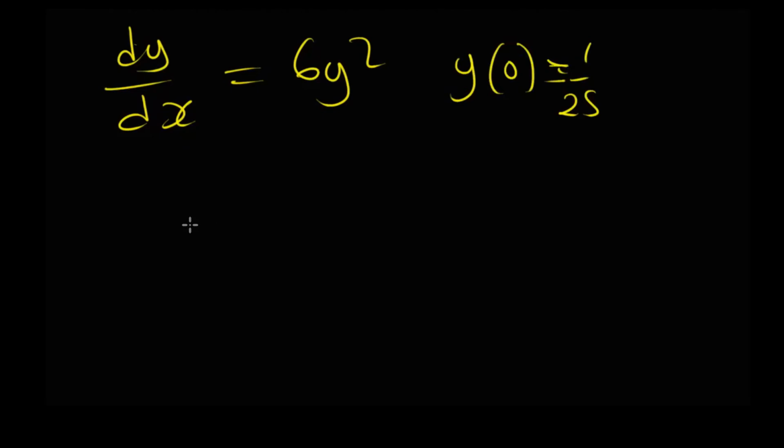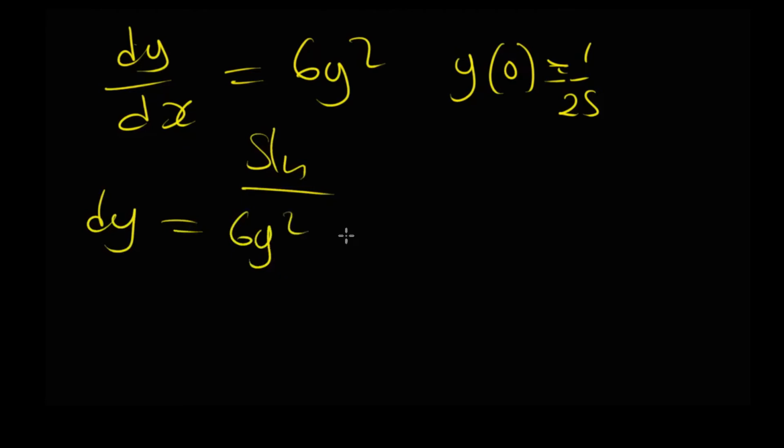When these are initial conditions, that means when you get your answer, you substitute y with 1 over 25 and x with 0. So x is 0 and y is 1 over 25. This is easy. Let's just separate it quickly. The separable ones are the easiest.